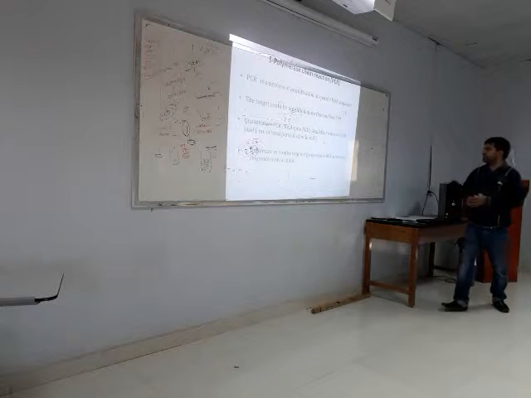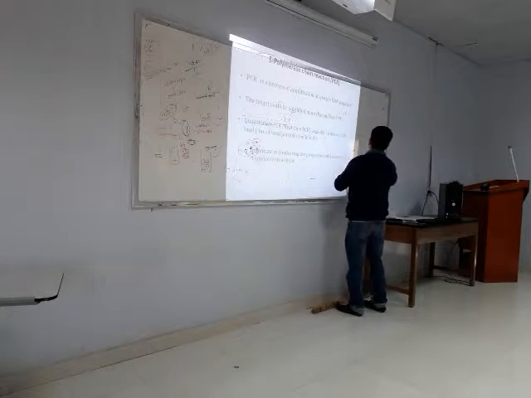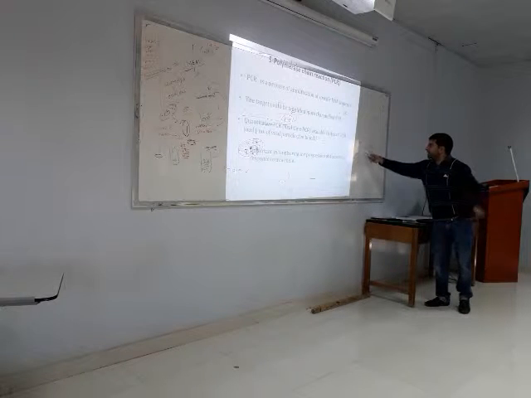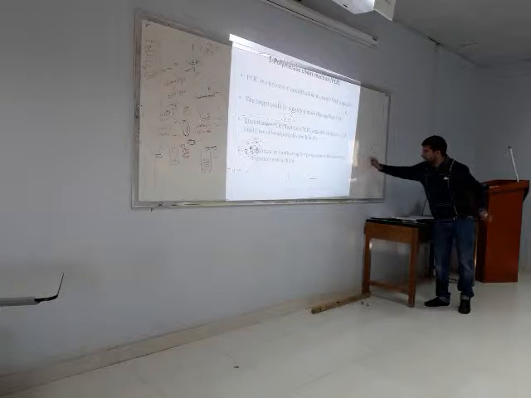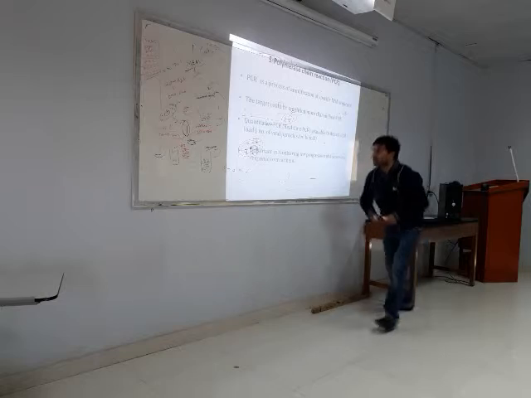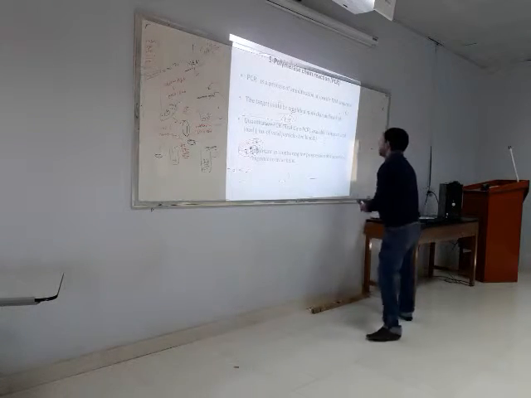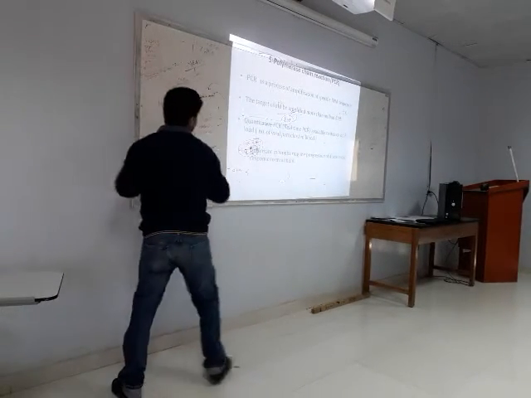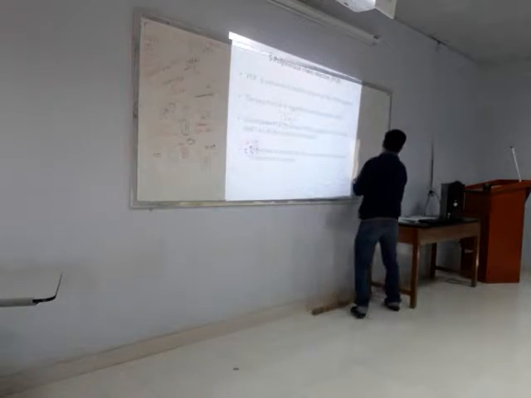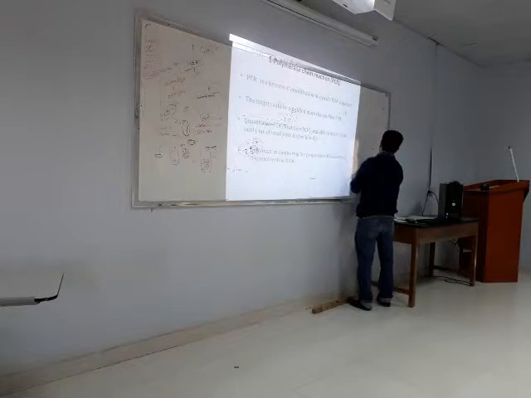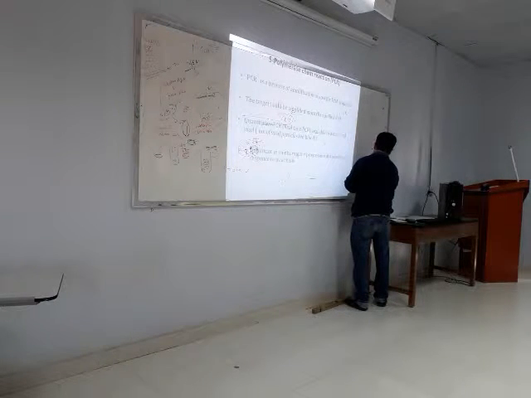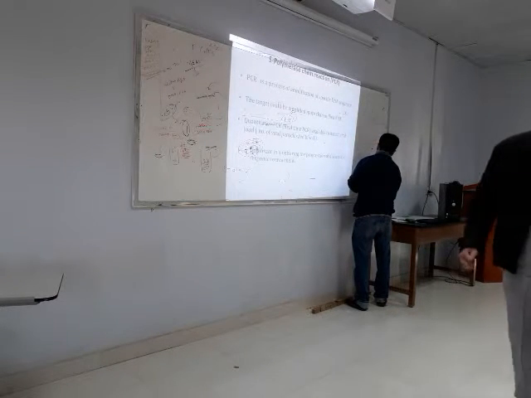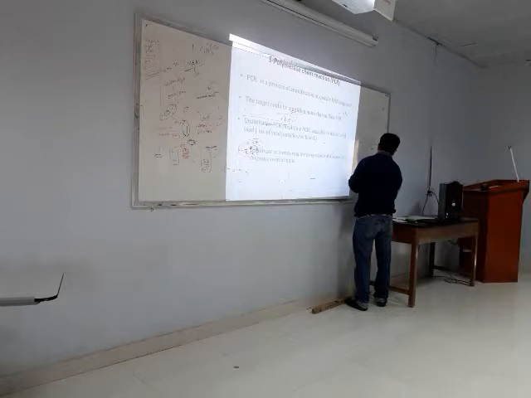Now PCR. What is PCR? First, the light microscope is clear, electron microscope is clear, fluorescent antibody, double immunodiffusion. Now PCR. I told you last time, there are three things very important for PCR. What is important for PCR? I told you in bacterial diagnosis. Primer, DNA polymerase, nucleotides.